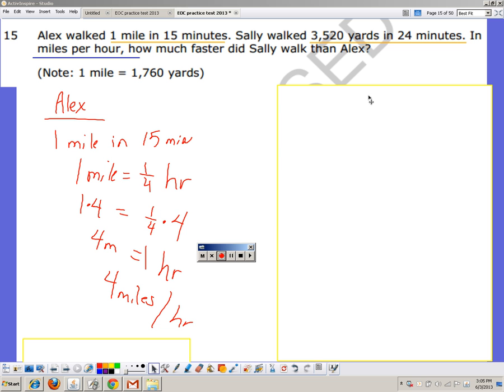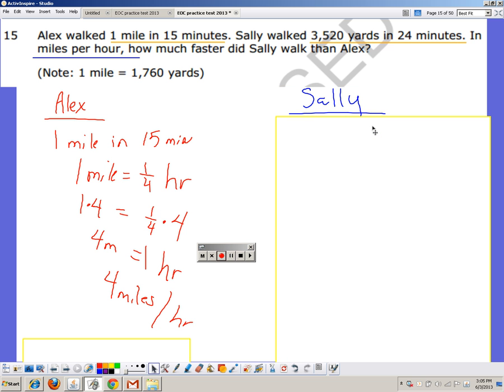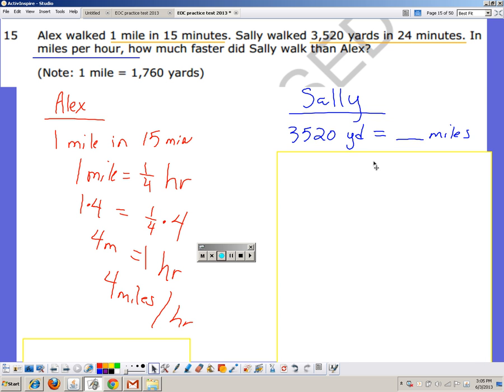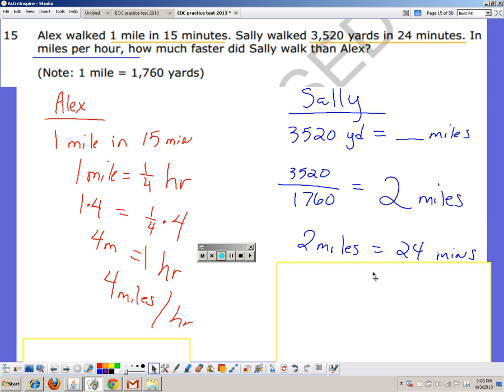On this side, we have Sally. Now they told us that Sally walked 3,520 yards in 24 minutes. So our first step is to convert that into miles. 1,760 yards equals 1 mile. So we are going to divide Sally's yards by 1,760, which gives us 2 miles. So she walked 2 miles in 24 minutes.